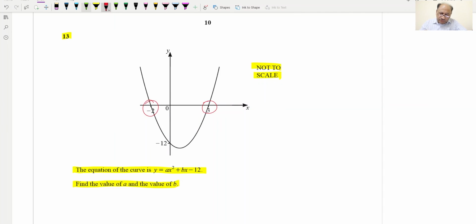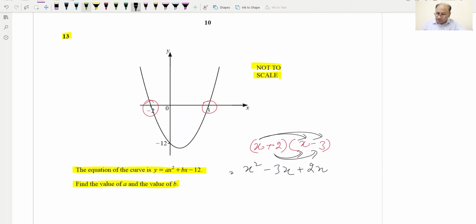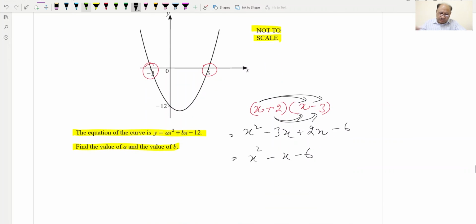So for the a and b values, we will check these x-intercepts. So x is minus 2, so we'll take x plus 2, and the other point will be x minus 3, because the x value is plus 3, so we'll be taking the opposite sign and we will be multiplying. Now we can multiply. x into x will be x squared, and x into minus 3 will be minus 3x, then 2 into x will be plus 2x and 2 into minus 3 will be minus 6. Now this will be x squared, adding the like terms, minus x minus 6.